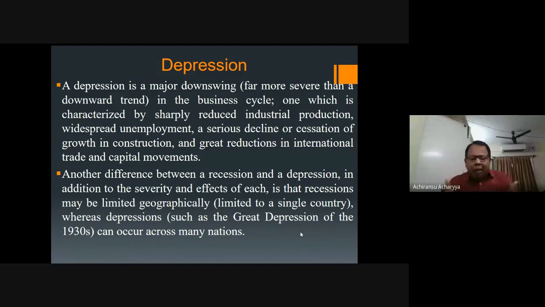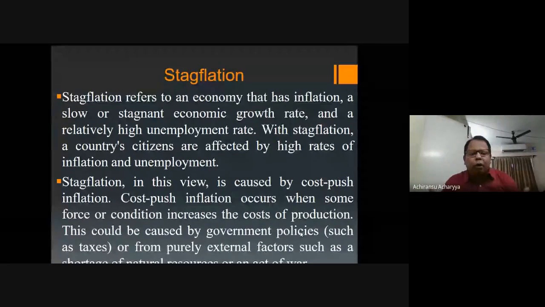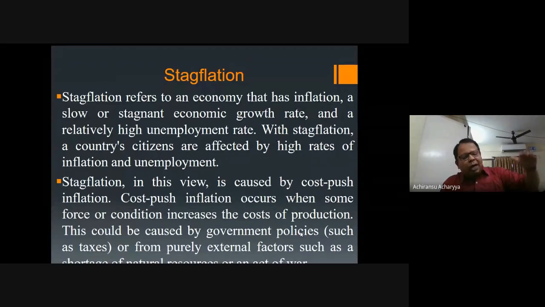Then you have some other definitions which we are worried about. So I will just explain here. One is stagflation. All of you must have heard of inflation. Inflation is the rising of prices in an economy, but stagflation refers to an economy that has both inflation and a slower, stagnant economic growth rate. So on the one hand, the price is rising, and on the other hand, the economic growth is falling. And it's a very severe crisis for the population.